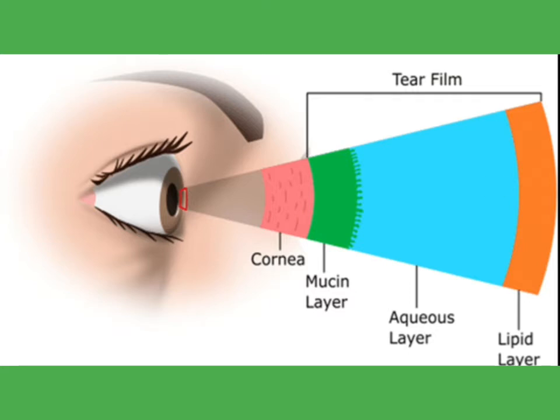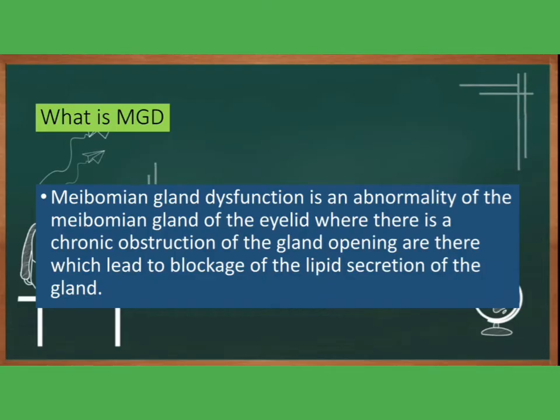So this lipid layer, as you can see, is coating the aqueous layer, so that it prevents the aqueous from evaporating. So the tear film can moisten the eye surface properly, with a reduction of evaporation. So what is Meibomian gland dysfunction? From this word, we can easily understand that there is some abnormality in the Meibomian gland. This is why it is called dysfunction.